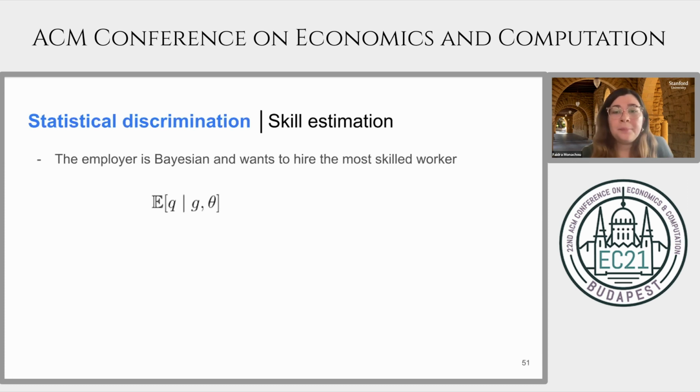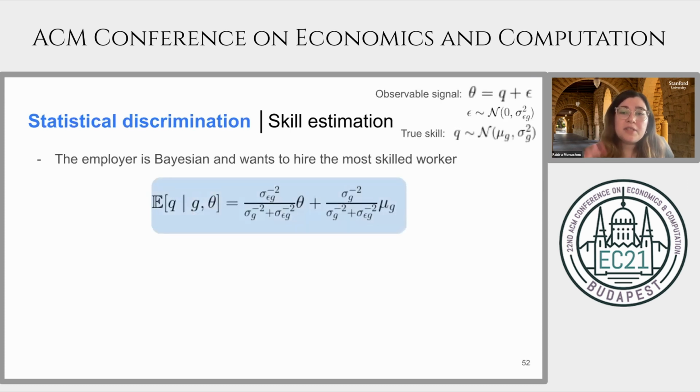Okay, so the employer in our model cares about skill. So they naturally want to hire the most skilled candidates. To find out what the skill of the worker might be, this employer will take all the available information she has about the worker. In this case, this is their group G and the signal theta, and then they will find the conditional expectation of the worker's true skill. And by a standard result for normal distribution, we can see that this expectation takes the form you see here.